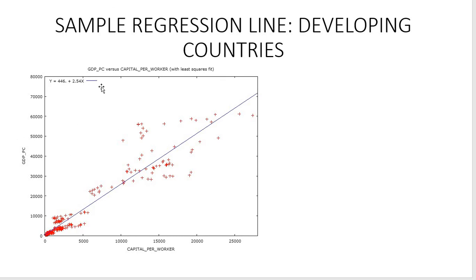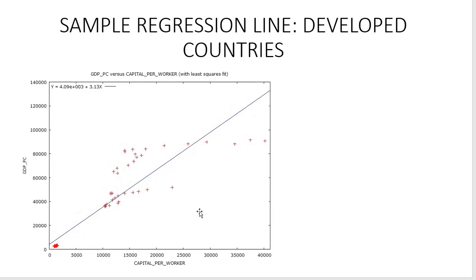So now we have a 2.54 coefficient, which means that a $1 increase in capital per worker stock value results in a $2.54 increase in GDP per capita value. Here you have the subsample of the developed countries, and here the value of the coefficient is 3.13. Also, you have a different value of the intercept. So you see that once you manipulate the size of the sample and the nature of the sample, like intrinsic values of agents constituting this sample, you will get a different result.